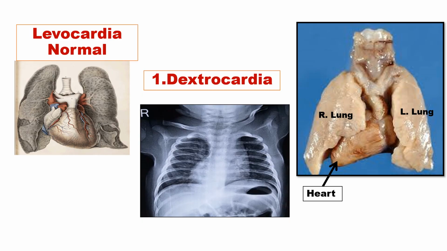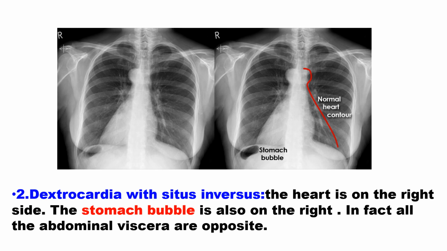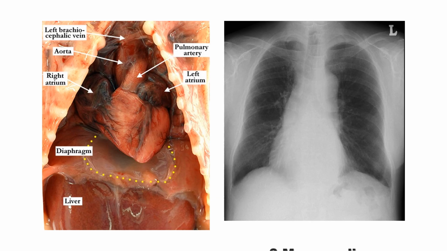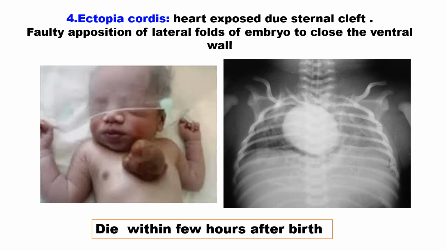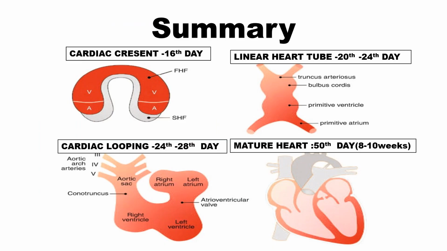Levocardia is normal. In dextrocardia, the heart is on the right side. In dextrocardia with situs inversus, the heart is on the right side, with the stomach bubble also on the right side. In fact, all the abdominal organs are opposite. Mesocardia: apex inferiorly. Ectopia cordis: the heart is exposed due to a sternal defect, mainly due to faulty apposition of the lateral folds of the embryo to close the ventral wall. Babies die within a few hours after birth.